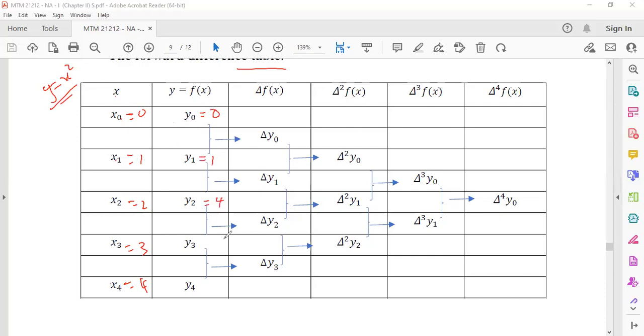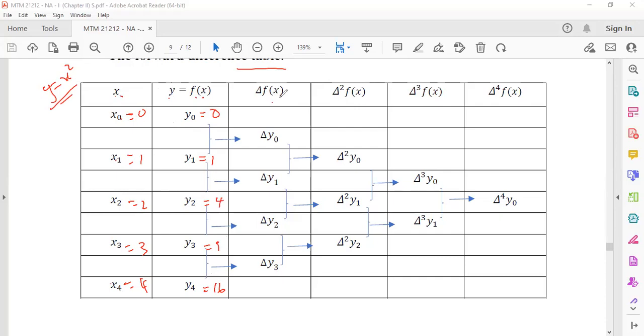It is 2, 4. Just like that. Okay. 3, 9, 4, 16. Like that. Then y is equal to f(x). Then delta f. This is how you have to create the table first of all. They won't give it to you. You have to create x.